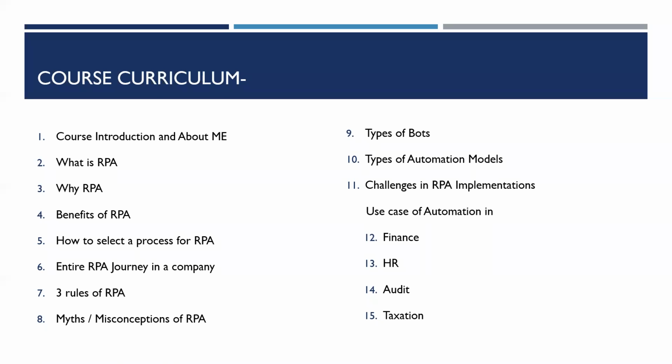The next comes the 3 rules of RPA, and then the misconceptions of RPA. This is a very interesting video to go through. What are the misconceptions we have when we think of RPA? Everything will be cleared in this. Then we have types of bots, types of automation models, and the best part, the challenges or limitations in RPA, and then come use cases.